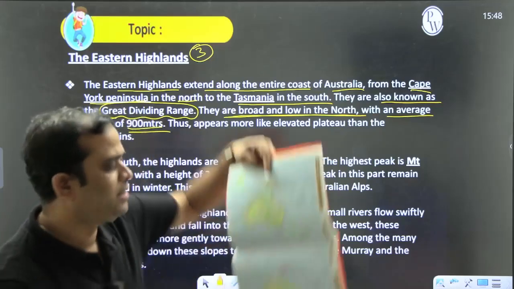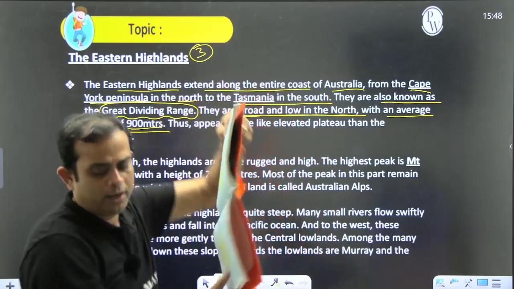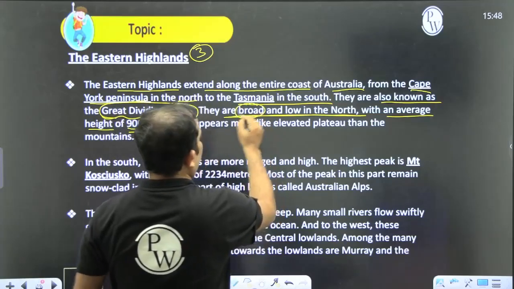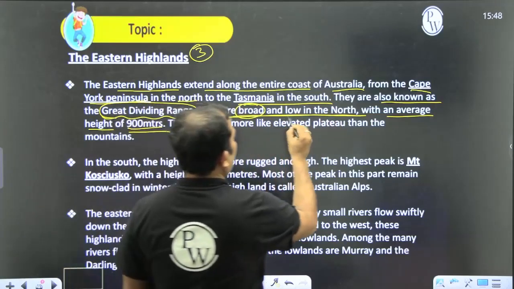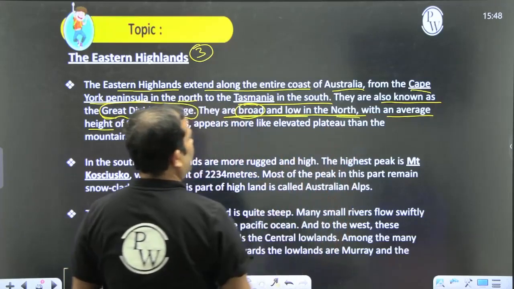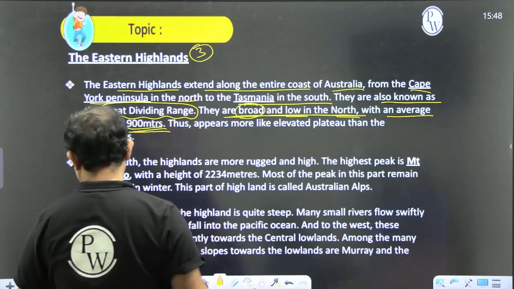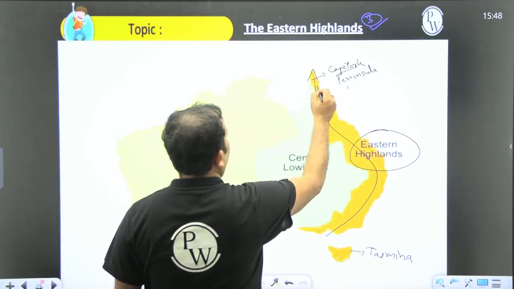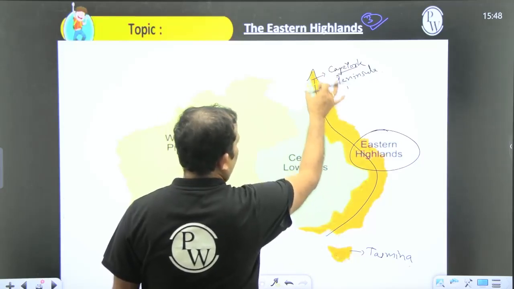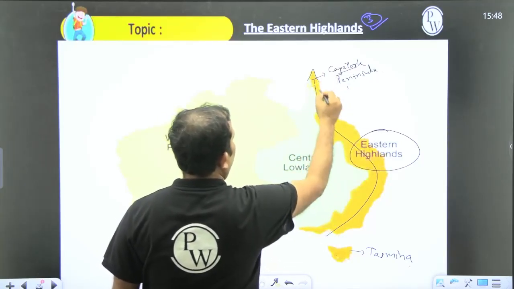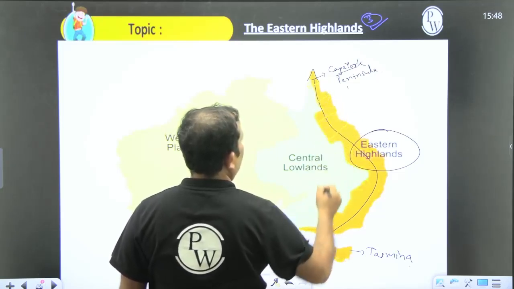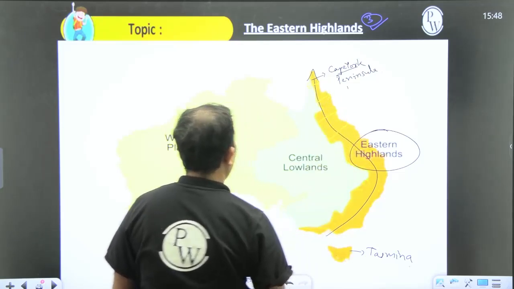So here we can see they are broad and low in the north, with an average elevation height of 900 meters. The width is a bit broad, and in places a bit narrow, in the north.